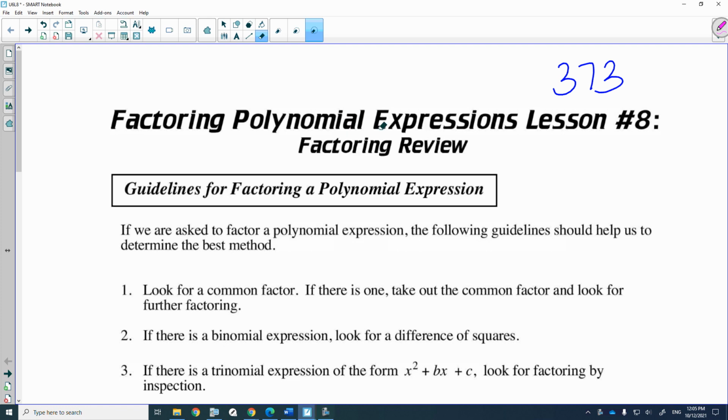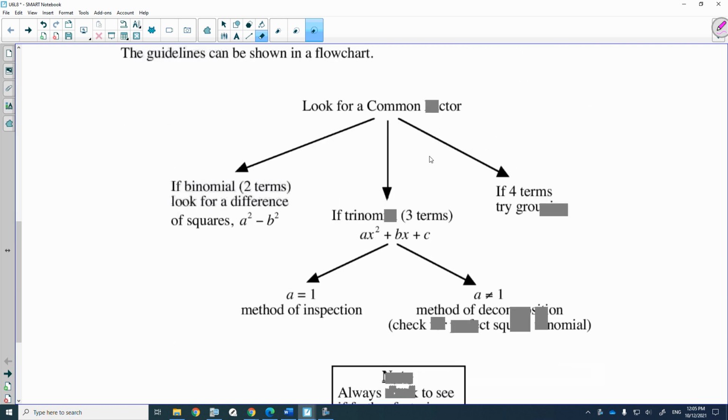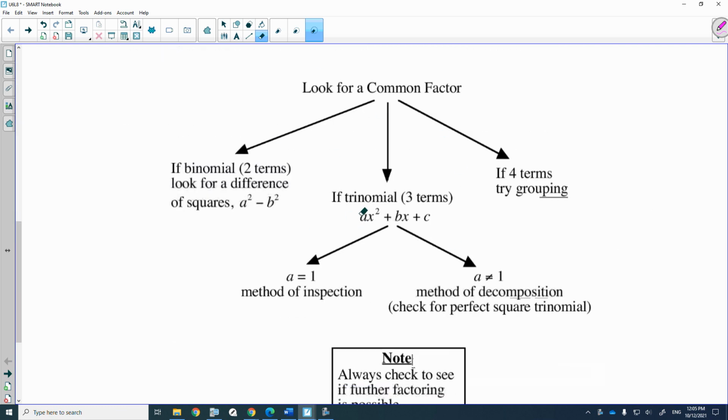Okay, so we're going to be working through lesson 8, which is just going to be a review of the 4 different methods of factoring that we did. So what I want you to do on page 373, look down to where it has this chart here, and we're going to make some notes on here and do some examples.